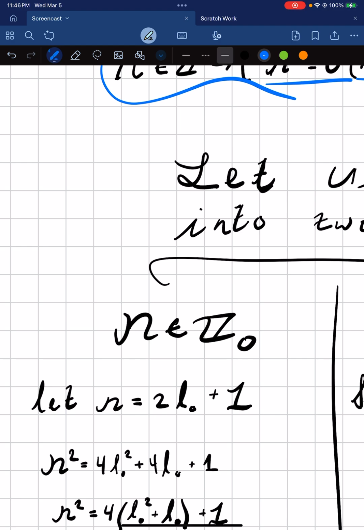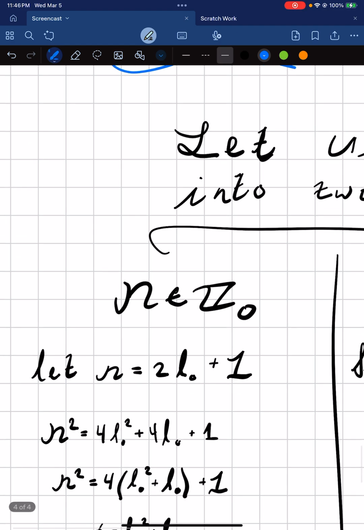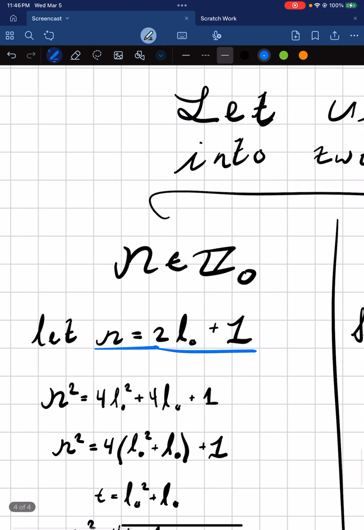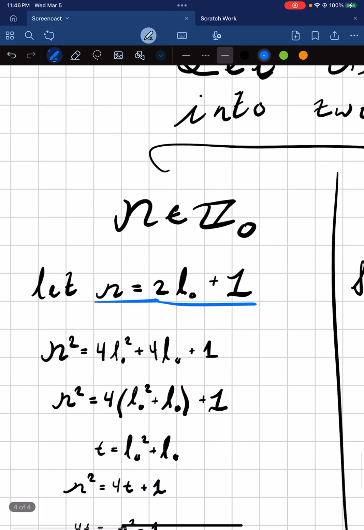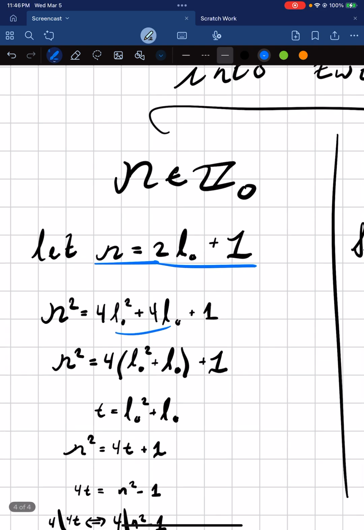First of all, let's consider n is odd. When n is odd, we can say that n equals 2l_0 plus 1, where l_0 is an integer. Because of this, we can say that n squared equals 4l_0 squared plus 4l_0 plus 1. This means that we can factor out the 4 and say that n squared equals 4 times (l_0 squared plus l_0) plus 1.